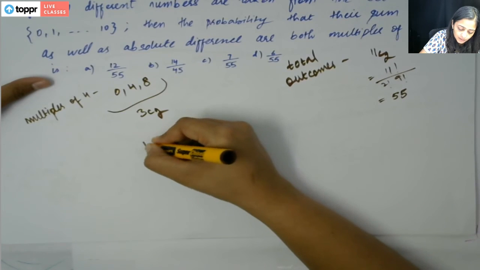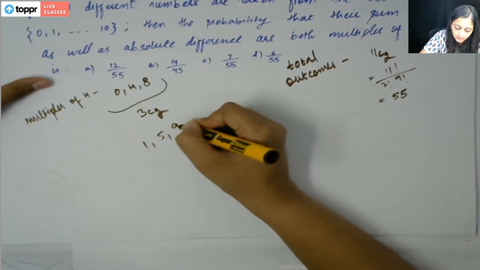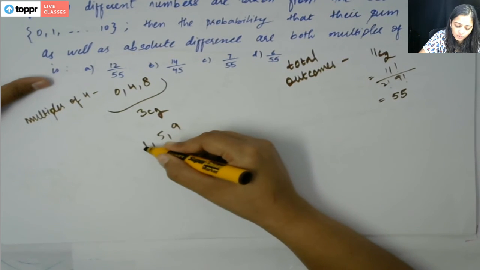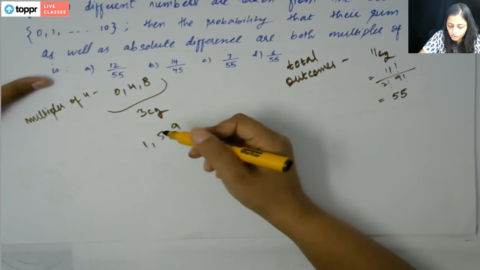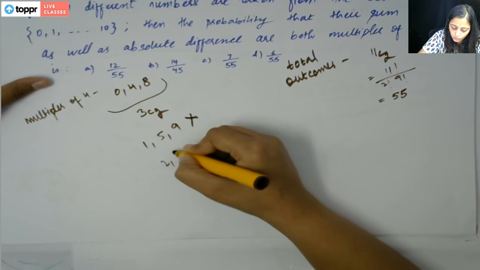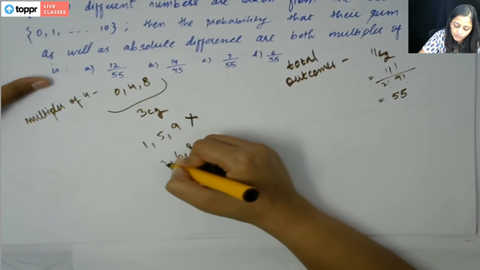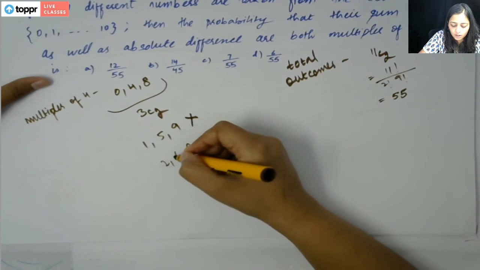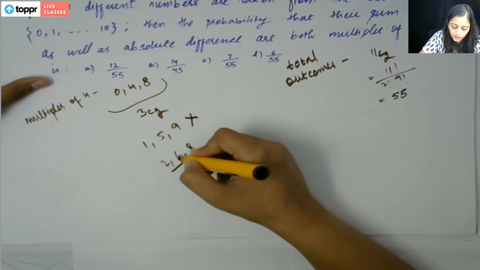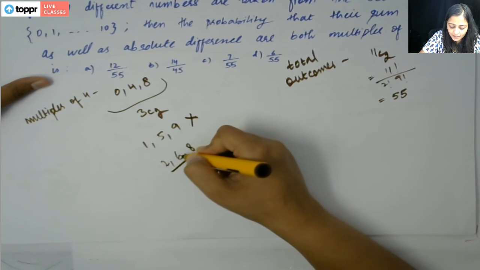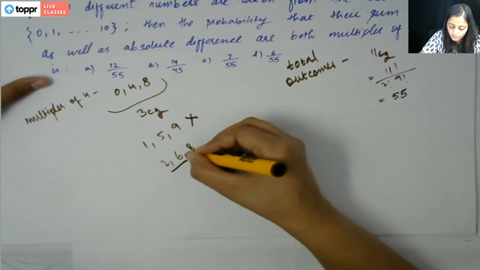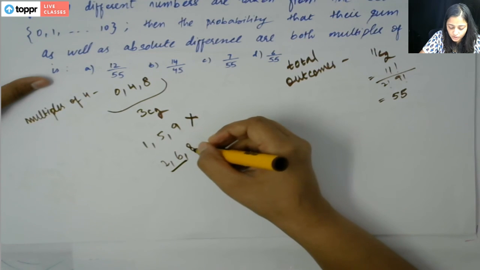Next, if we take 1, 5 and 9, no, this is not possible, because 5 minus 1 is 4, but 5 plus 1 is 6, which is not a multiple of 4. So we cannot take these. Or we can take 2, 6 and 10. 6 plus 2 is 8, which is a multiple of 4. 6 minus 2 is 4, which is also a multiple of 4. So this is possible. If we take 6 and 8, 8 plus 6 is 14, which is not possible, and 8 minus 6 is 2, which is also not possible.